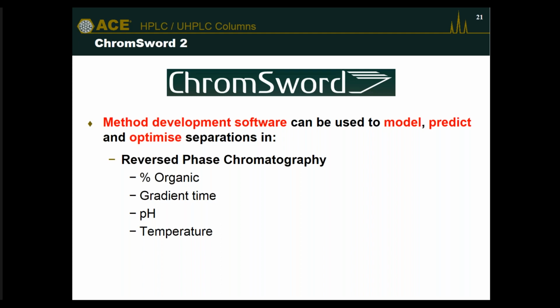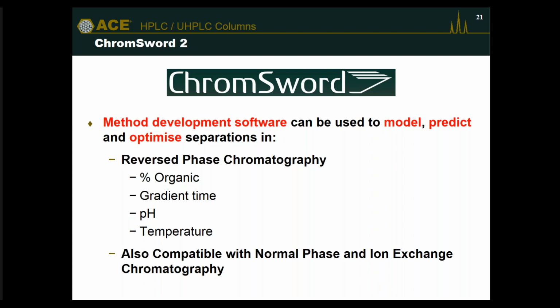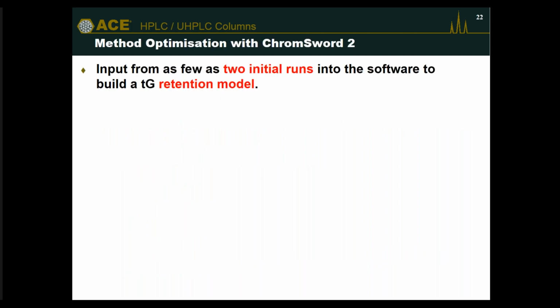For reverse phase chromatography, there are different options that you can explore. You can look at, for instance, as I've written on the slide here, the percentage organic, the gradient time, pH, temperature, and various other parameters as well. And this software is also compatible, just like other types of predictive software, with normal phase and ion exchange and so on. Now, with this particular software, it's quite useful because what I'm going to do for this example is use a more complex application where there's a lot more analytes for us to separate, and use the software to help us optimize that separation.